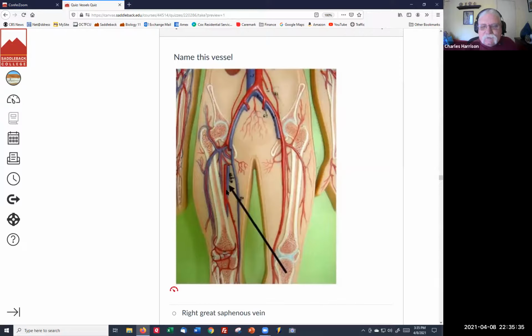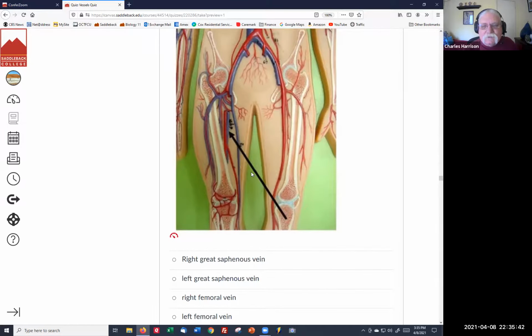Now we want this one. They've made an artificial cut right here. Common iliac, external iliac. The external iliac goes until we reach the deep femoral, which is here. And so here we have again the femoral vein, right femoral vein.